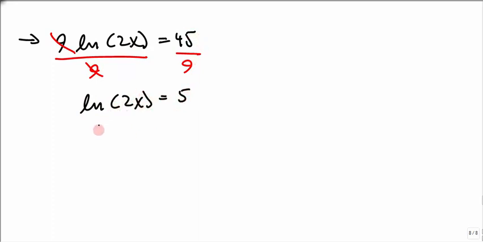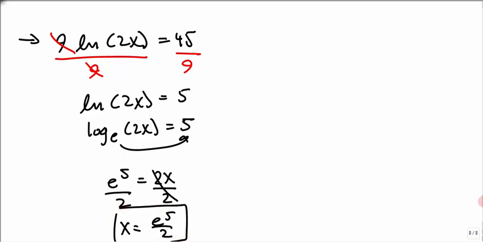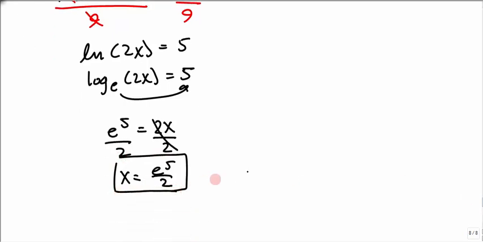Now let's think about what natural log is. That's log base e of 2x equals 5. So this would be e to the 5th equals 2x. Divide both sides through by 2 to solve for x. I get x equals e to the 5th over 2 as my solution. E to the 5th over 2 for my solution.